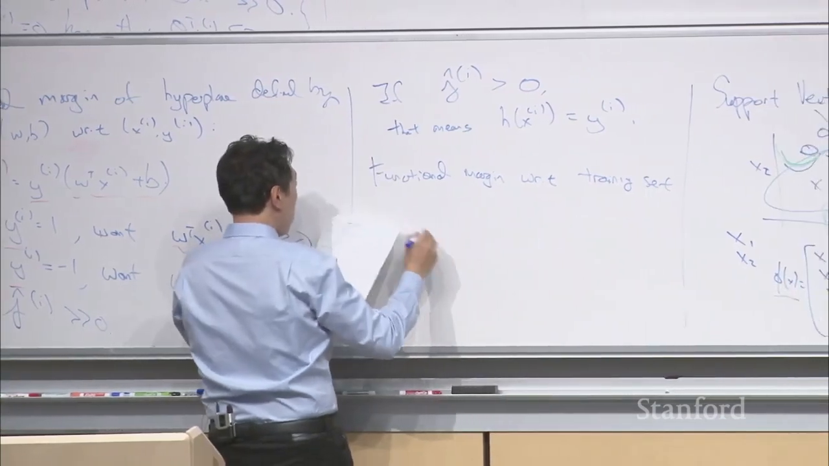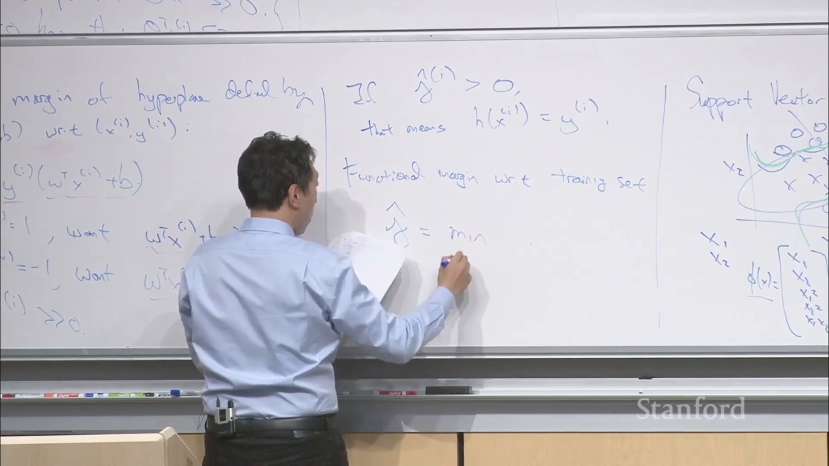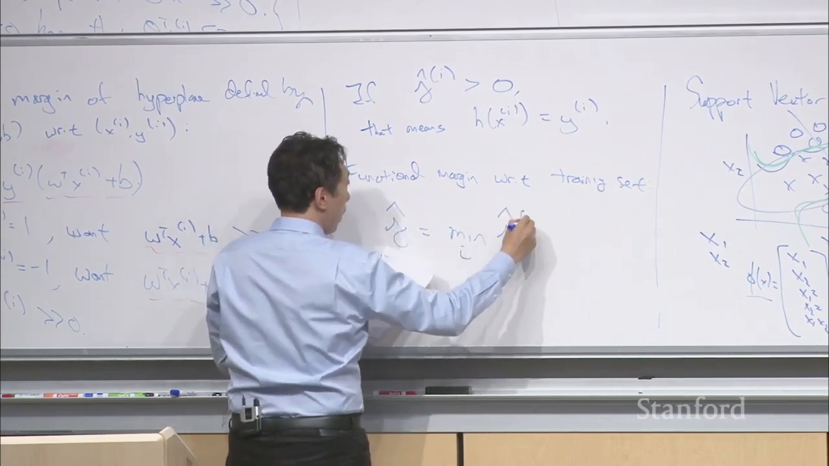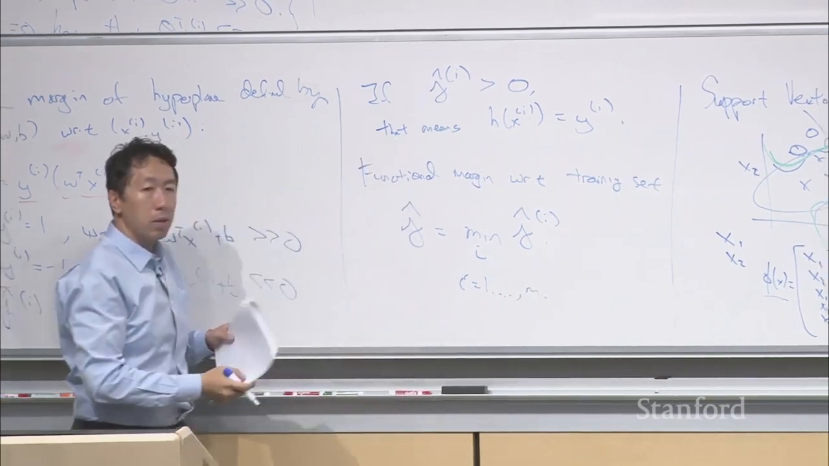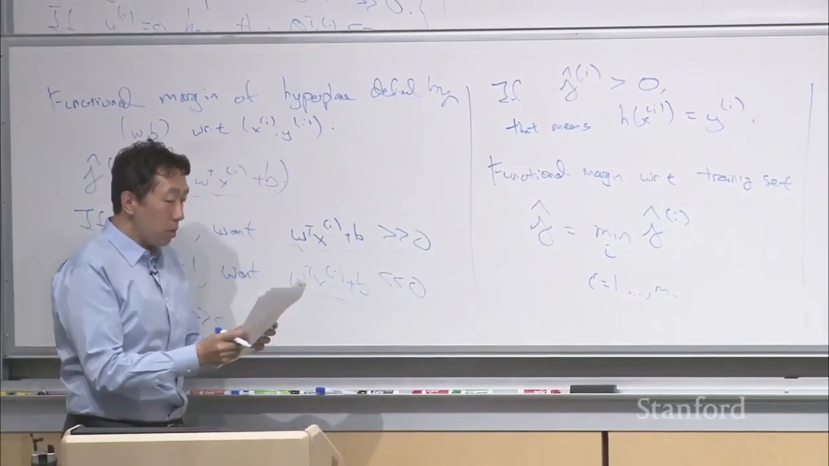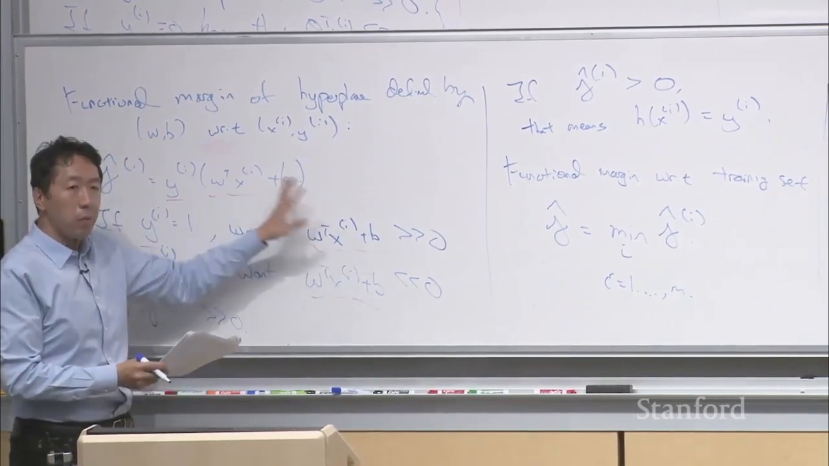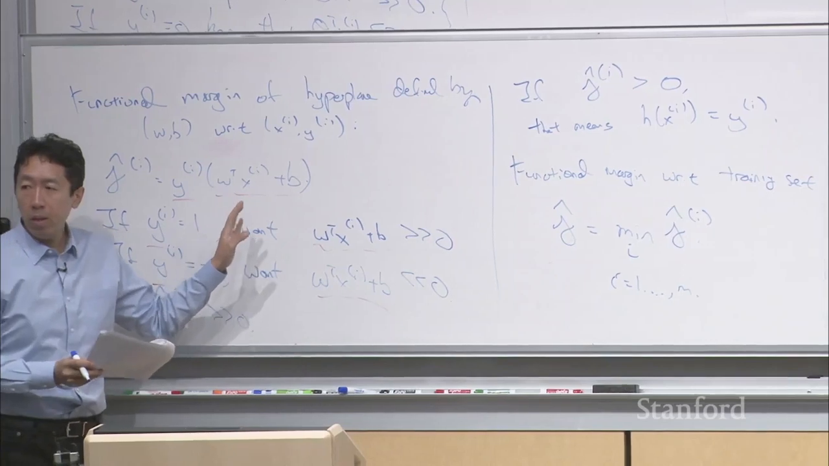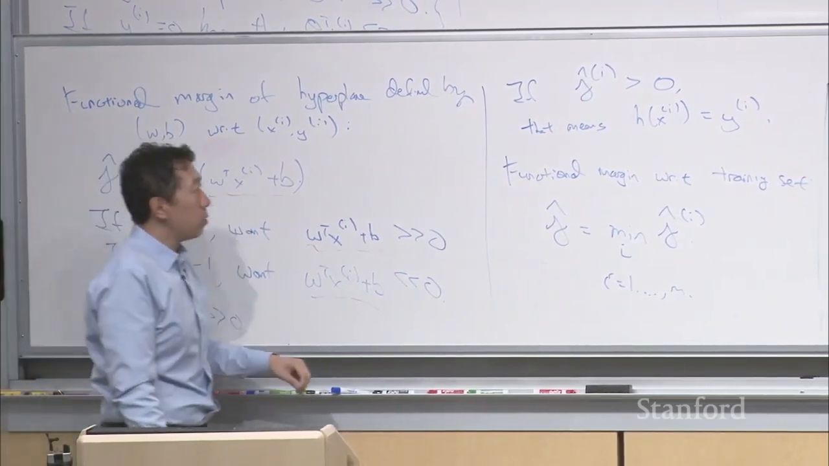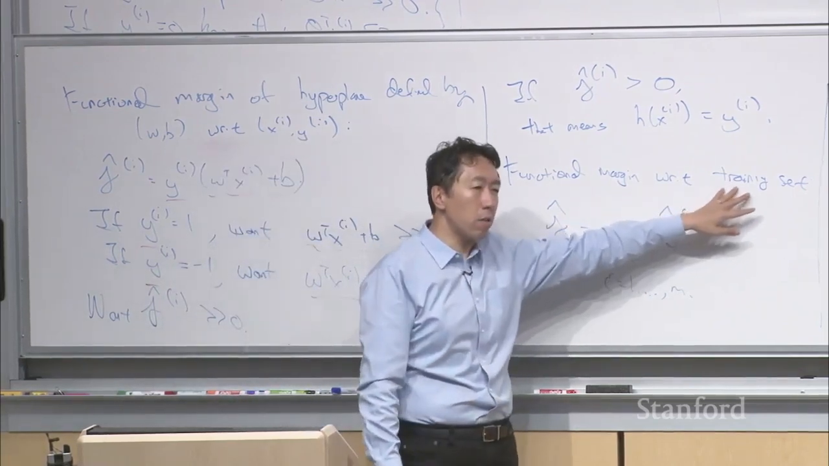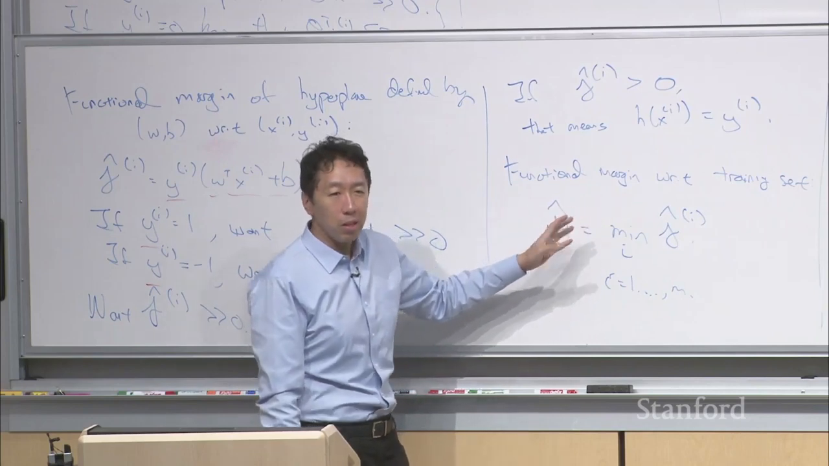I'm going to define the functional margin with respect to the training set to be gamma hat equals min over i of gamma hat i, where i ranges over your training examples. So this is a worst case notion. The definition on the left defines the functional margin with respect to a single training example, which is how well you are doing on that one example. And we'll define the functional margin with respect to the entire training set as how well you are doing on the worst example in your training set.